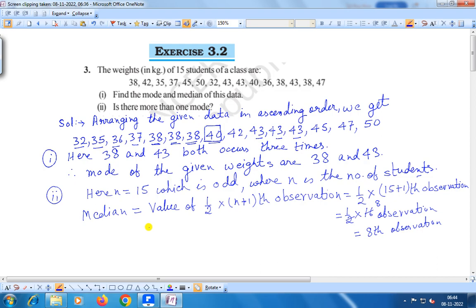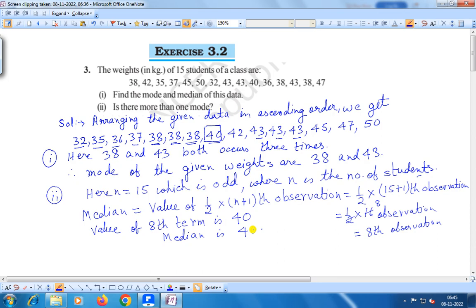Therefore the value of the 8th term is 40, right? Therefore you can say the median is 40.